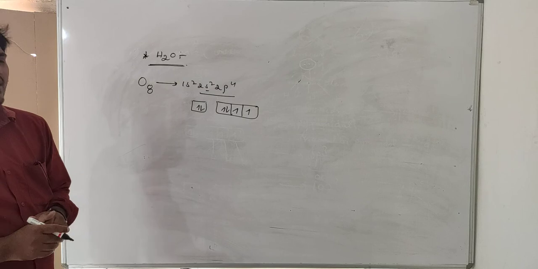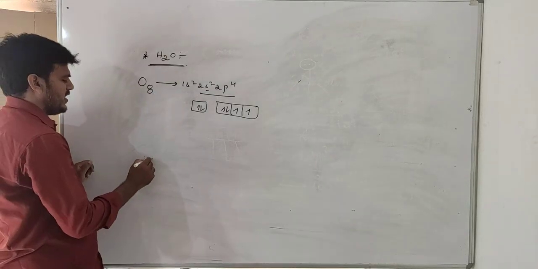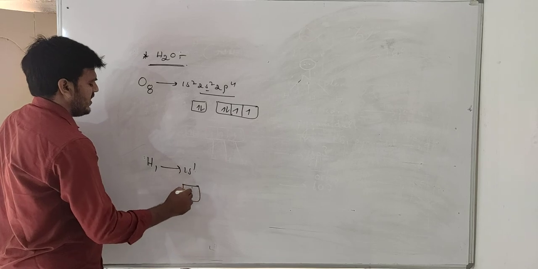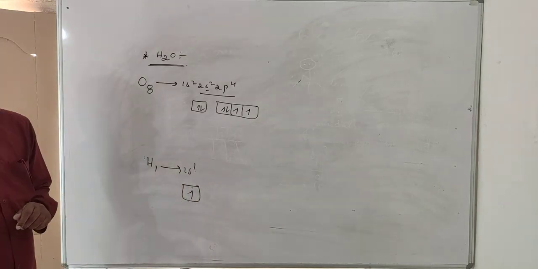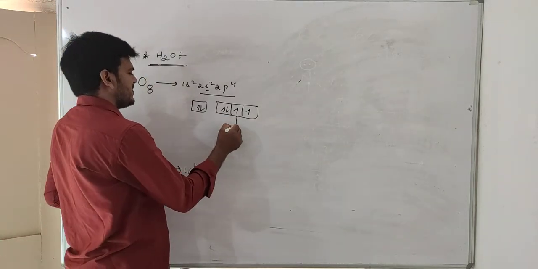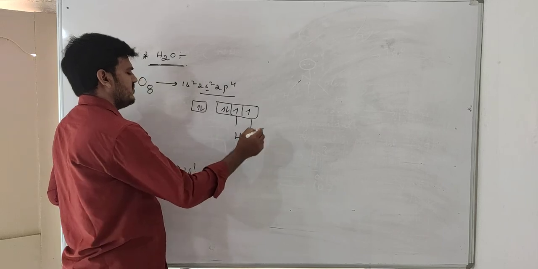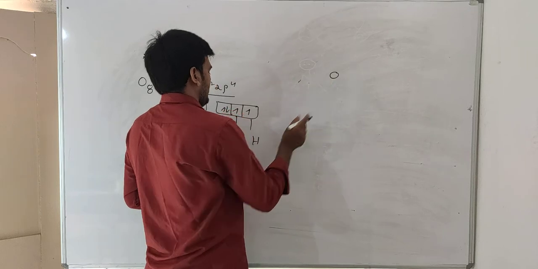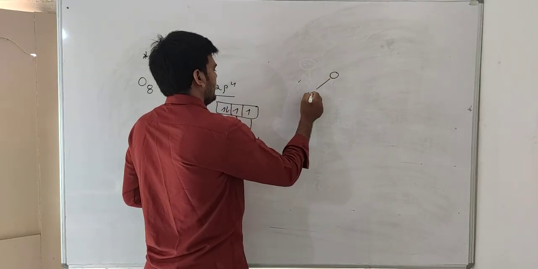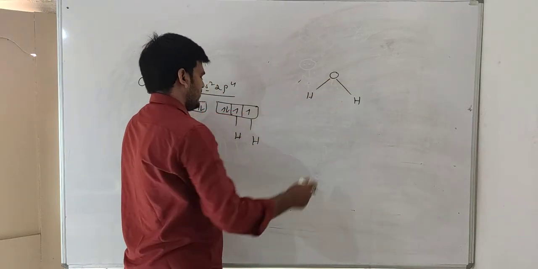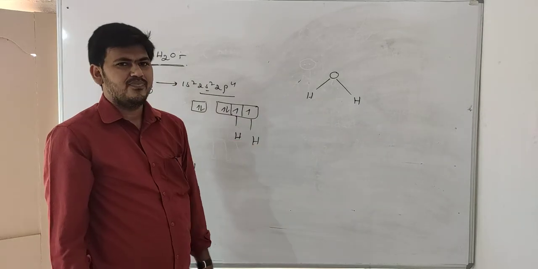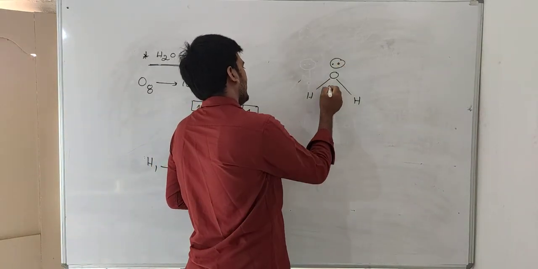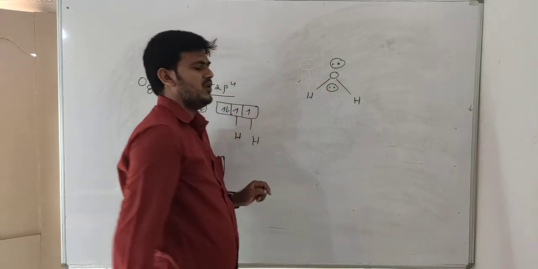Okay, clear. Next, hydrogen atomic number 1, electron configuration is 1s1. So hydrogen has only one unpaired electron. So there are two hydrogen atoms, first hydrogen atom and second hydrogen atom. In the water molecule the central atom is oxygen with the remaining two hydrogen atoms, and oxygen has two lone pairs, first lone pair and second lone pair.